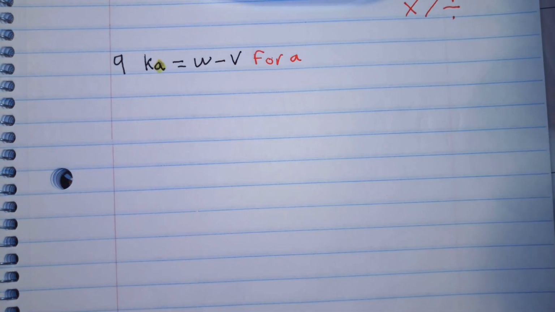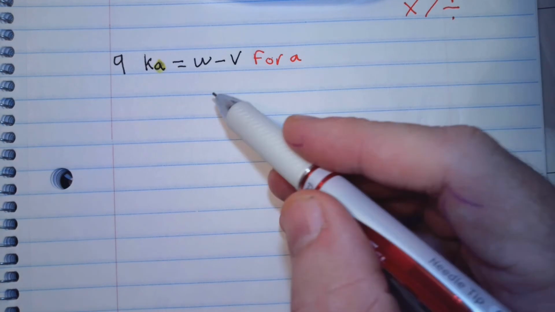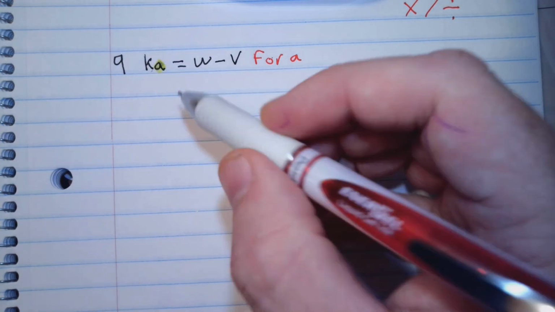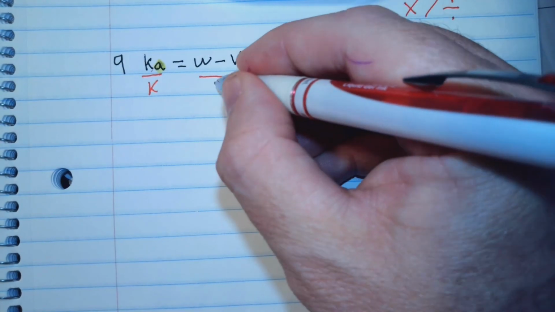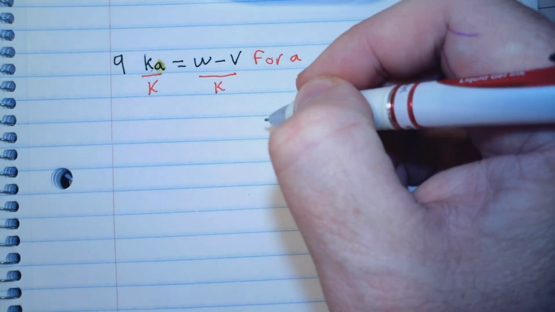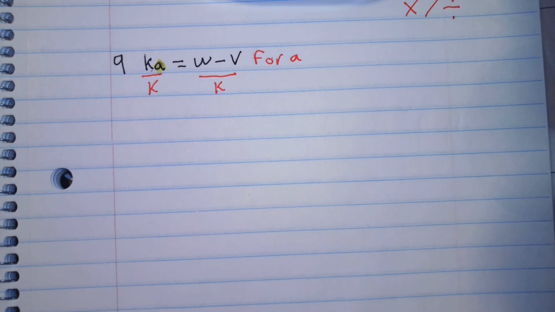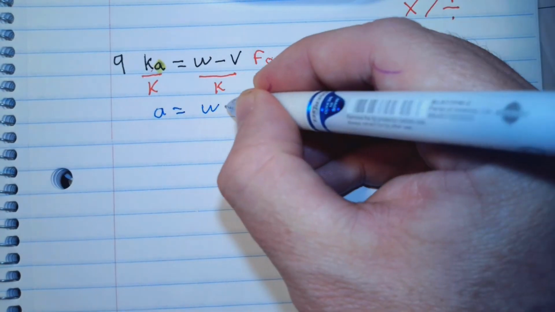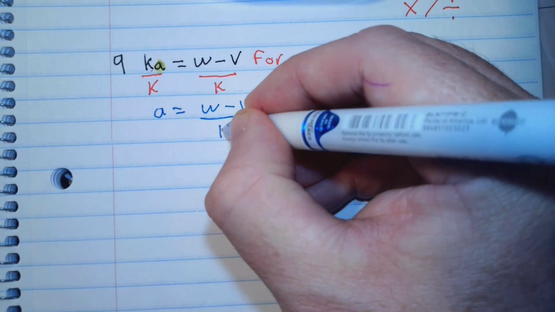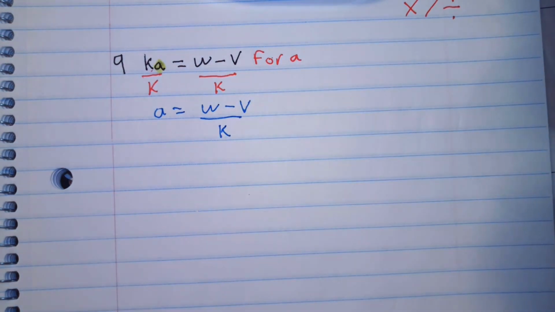And so what do I need to do to get A by itself? Well, in this case, all I have to do is get the K away. This means K times A, so all I'm going to do is divide both sides by K, and my answer is finished. I'm going to rewrite it so it is clear that my answer is finished. So that is A equals W minus V over K. Okay, some of these get a little more complicated, but I just want to see what you can do on this. Don't overthink it.